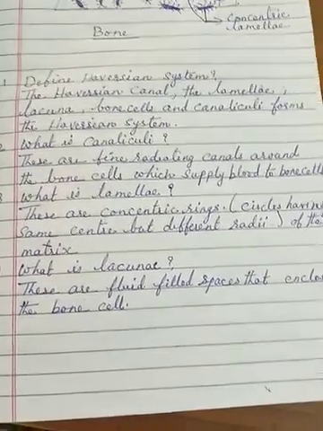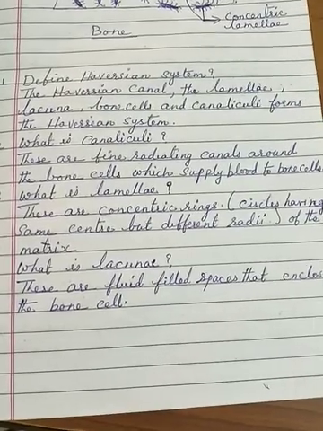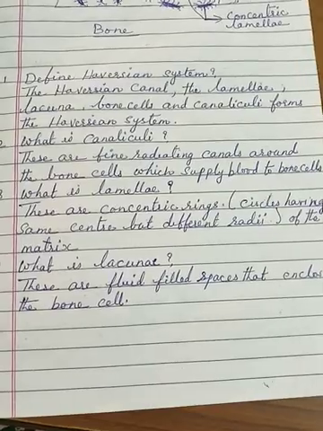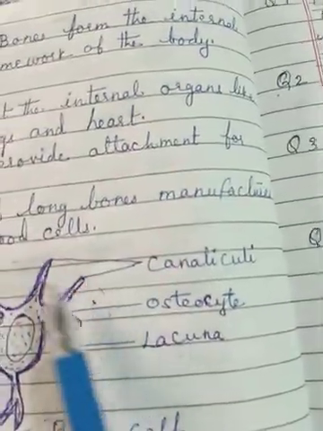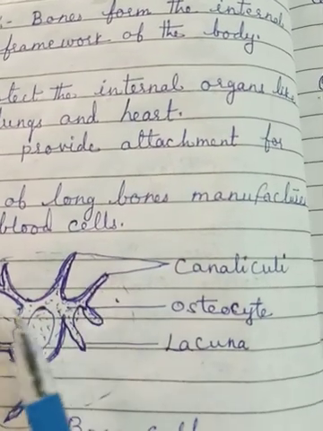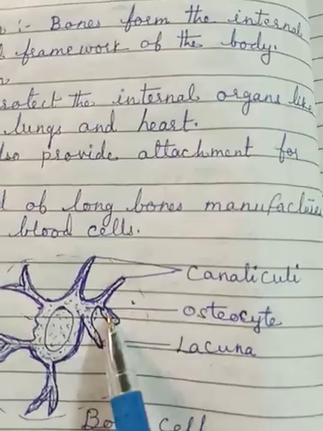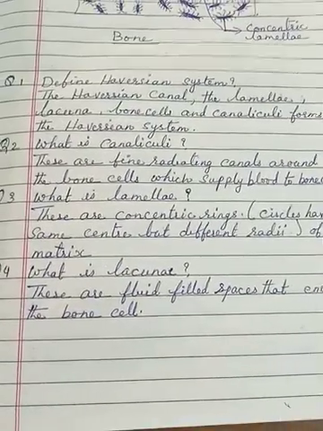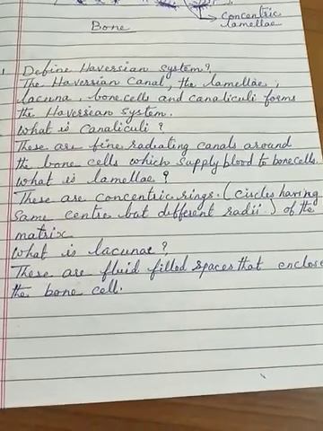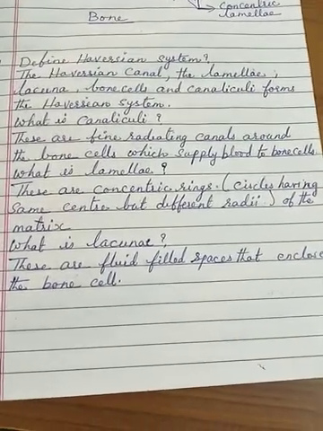Now, what is canaliculi? These are the fine radiating canals around the bone cells which supply blood to the bone cells. See here, these canaliculi are the radiating canals around the bone cell which supply blood to the bone cells. What is lamellae? These are concentric rings, circles having the same center but different radii, of the matrix.